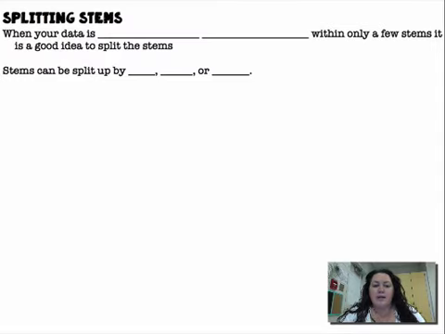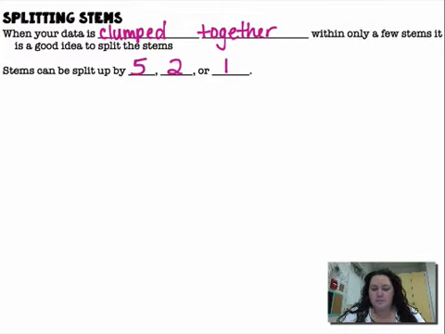Alright, splitting stems. When your data is clumped together within only a few stems, it's a good idea to split them up. So the stems can be split up by 5s, 2s, or 1s.